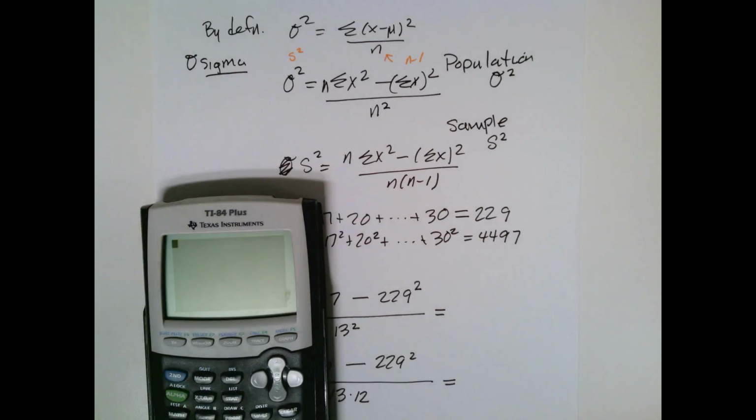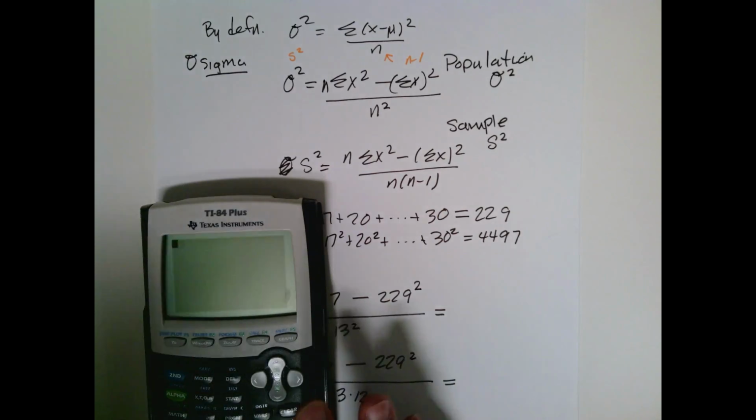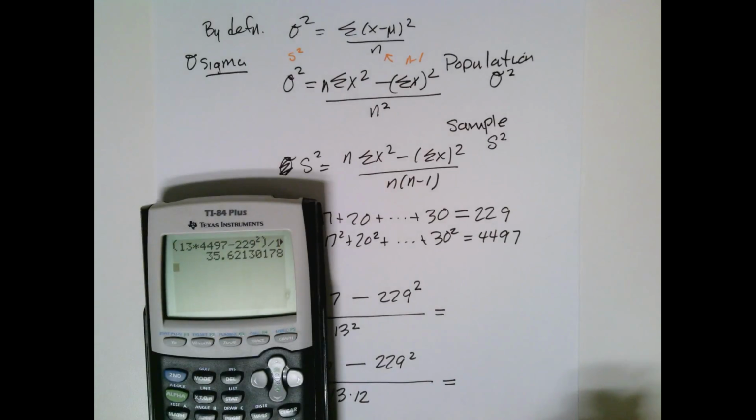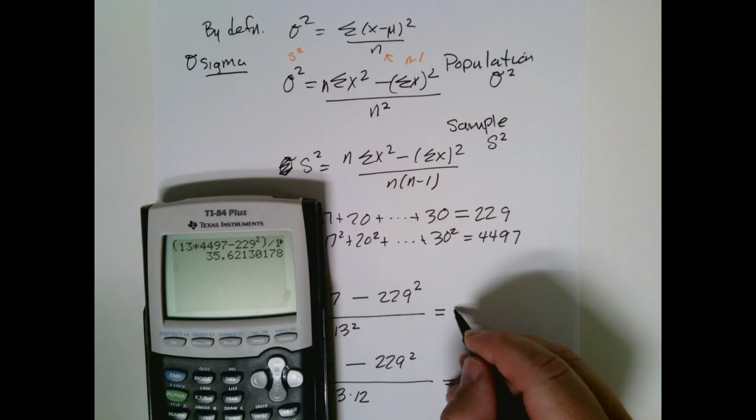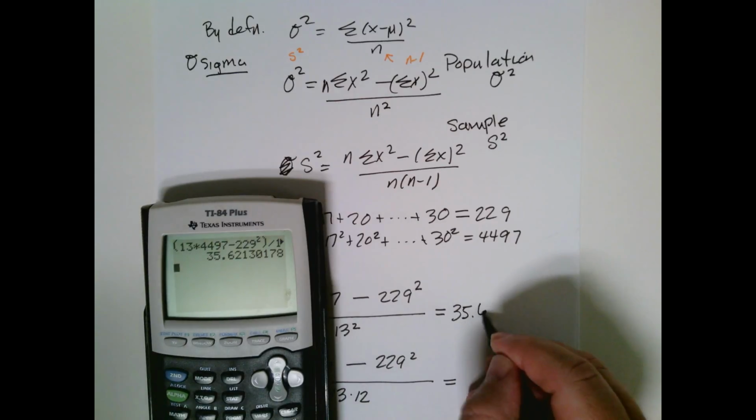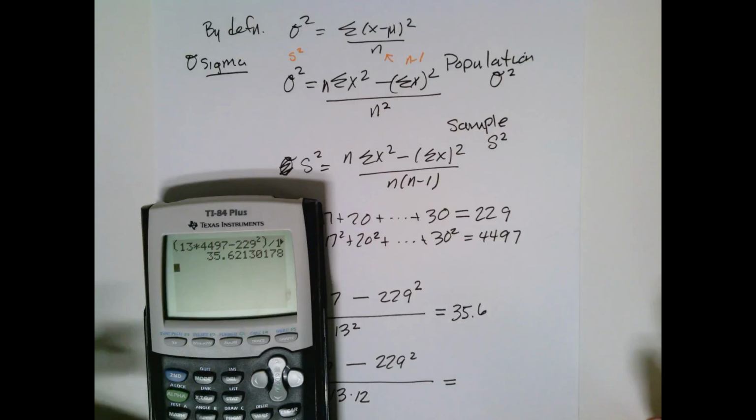So remember, you want to do the numerator before the denominator, so we put in 13 times 4497 minus 229 squared divided by 13 squared, and we get, as you can see, 35.6, and because of the rounding rule, we'll round it off to one decimal place, 35.6.